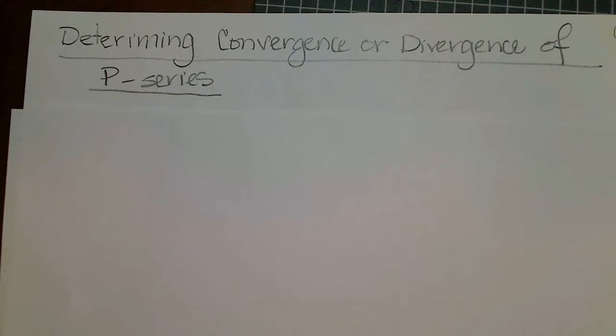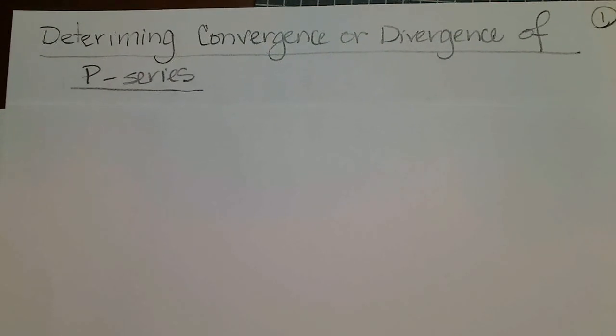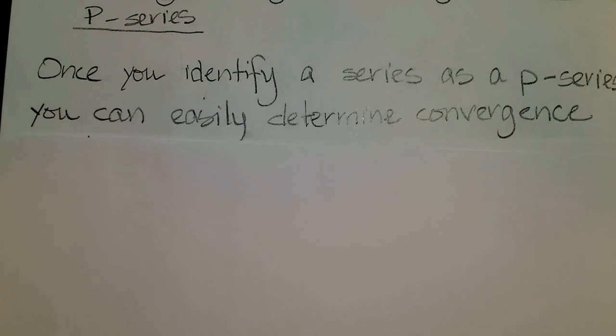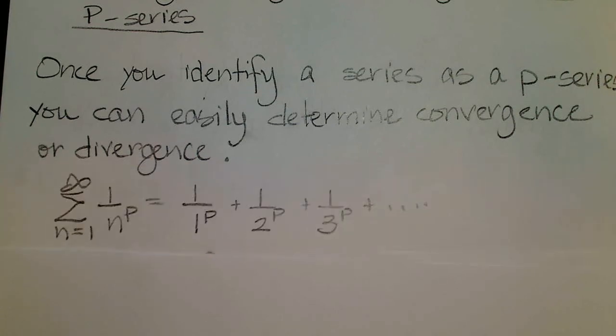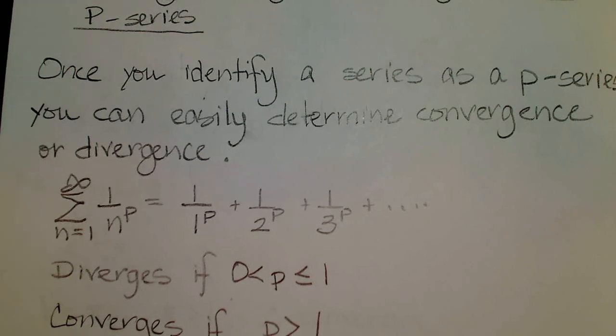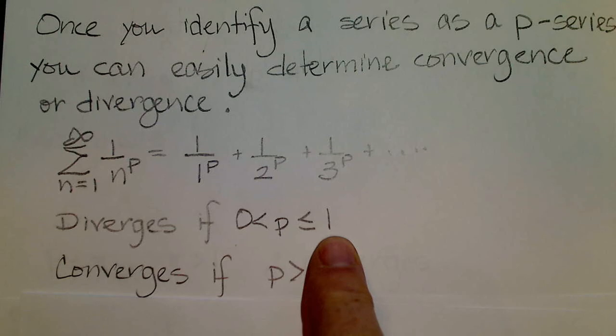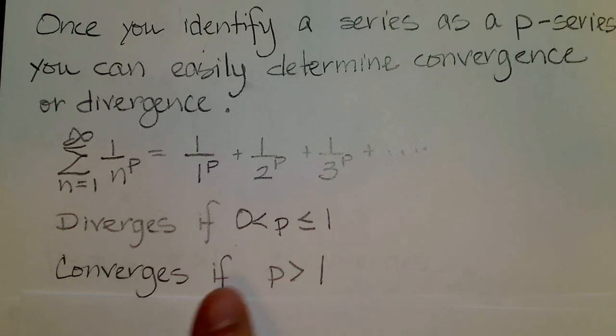So now let's talk about the convergence or divergence of a p-series. This is why we like a p-series so well. Once you identify a series as a p-series, you can easily determine its convergence or divergence. So here's my typical p-series, and here's the rule. It diverges if p is between 0 and 1, where 1 is included. It converges if p is greater than 1.